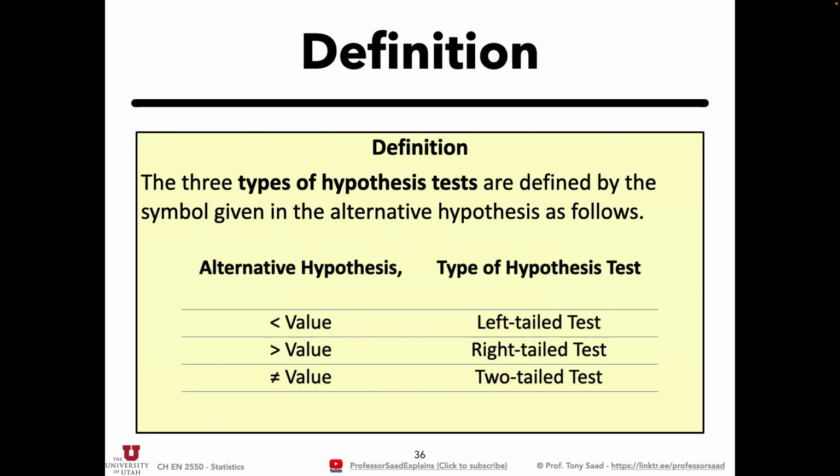Let me go back to the hypothesis. The null hypothesis is always a statement of equality. You're saying I assume the mean value of the population is equal to some mu0, and then your alternative hypothesis is either that the actual population mean is less than that, greater than that, or not equal to that. If it's less than mu0, then you do a left-tail test. If it's greater, then you do a right-tail test. And if it's not equal, you do what we call a two-tail test.